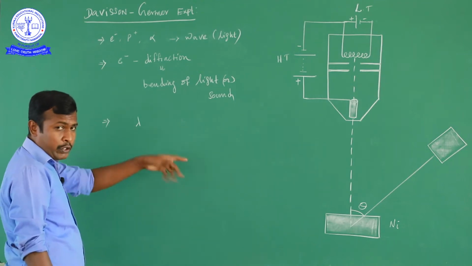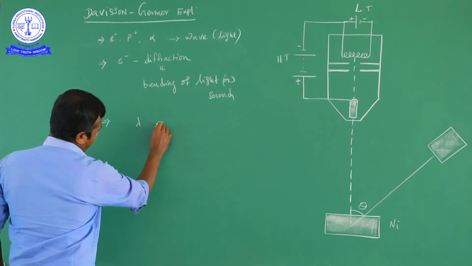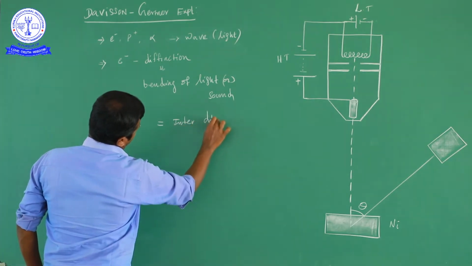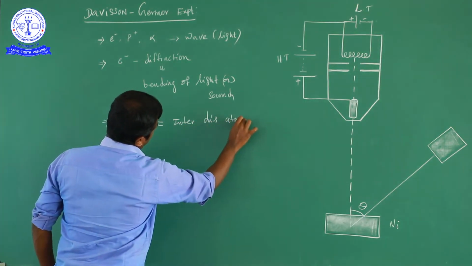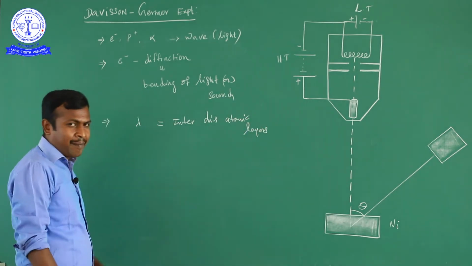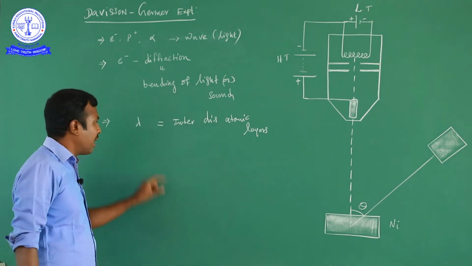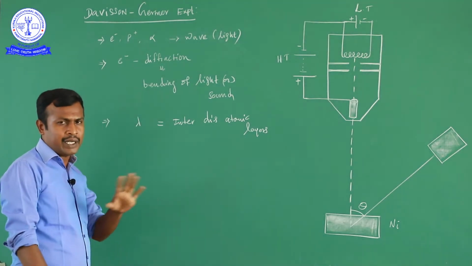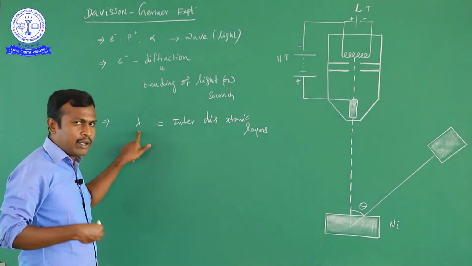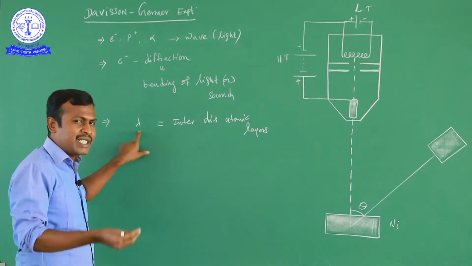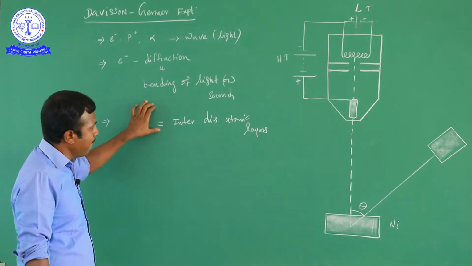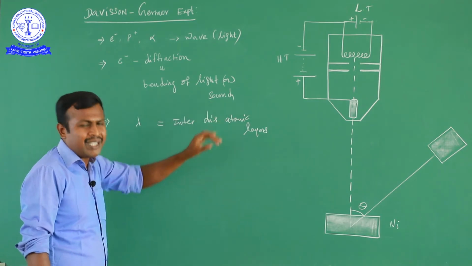The major concept of diffraction is that the wavelength of the light we use in the diffraction must be equal to the interdistance of the atomic layers. This is the major concept of diffraction, and only under this condition do we get diffraction. That means the wavelength of light must be exactly equal to the interatomic distance of the crystals.